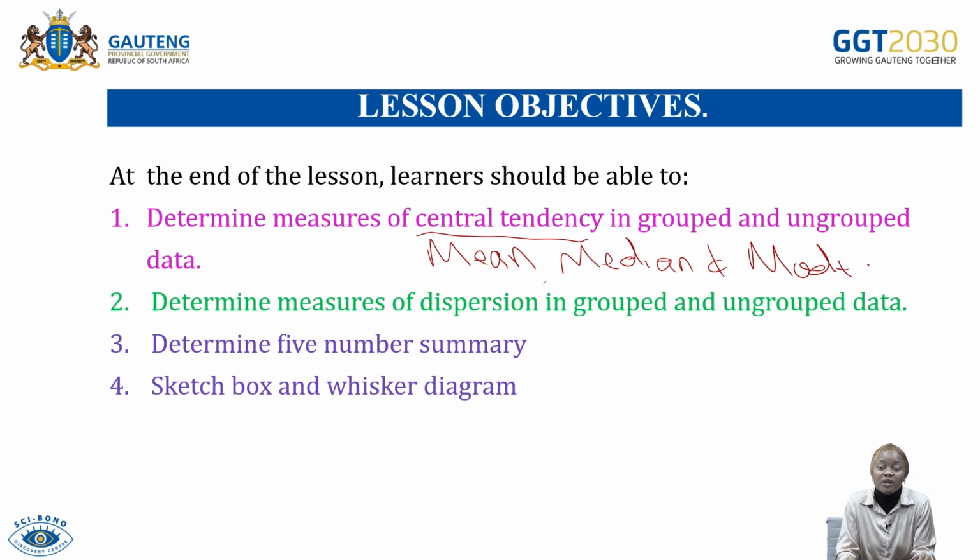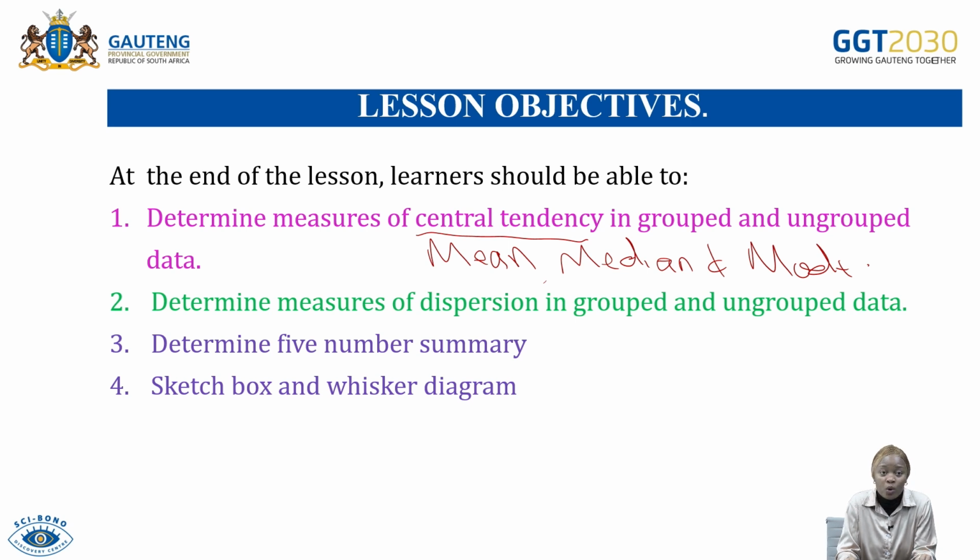When we are looking at the measures of dispersion, we are looking at your range, your quartiles, your interquartile range, and your percentiles. Number three, you should be able to determine your 5-number summary. Remember, the 5-number summary is your minimum, your lower quartile, your median, your upper quartile, and your maximum value.